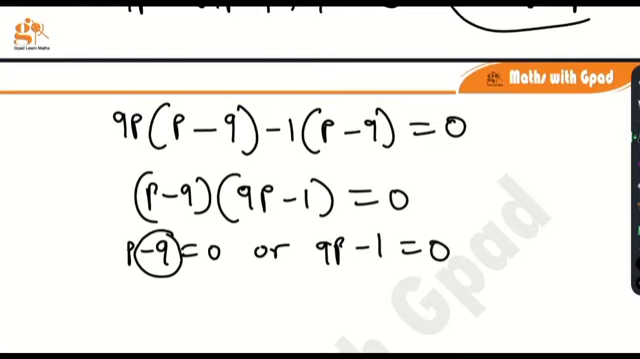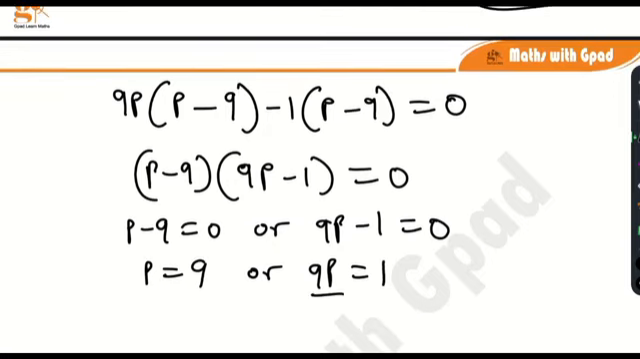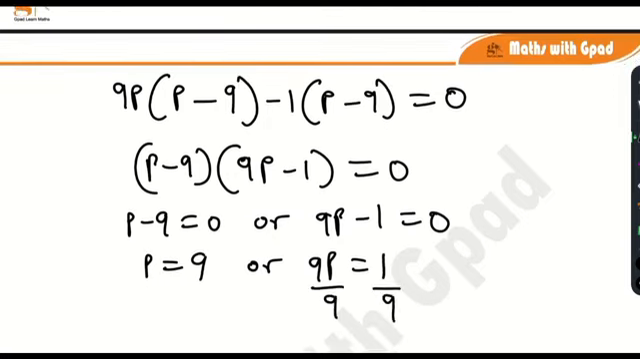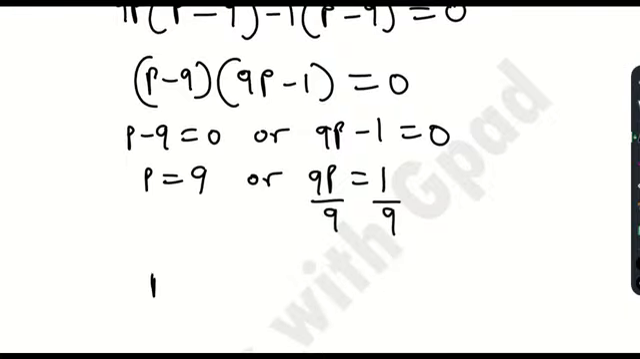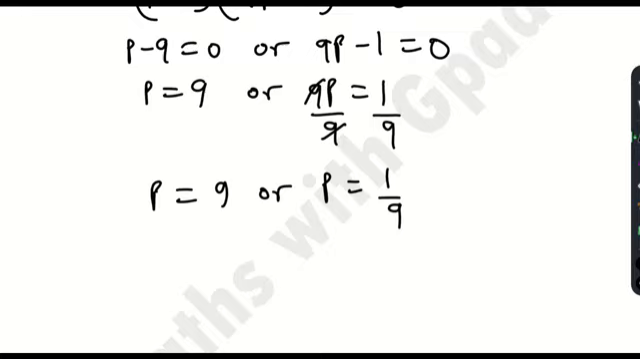So let's transpose negative 9 to the right hand side. You have p equal to 9, or transpose negative 1 to the right hand side, you're going to have 9p is equal to 1. But we still need to divide both sides by 9 here. And then you have p is equal to 9 from here, or this cancels this. P is equal to what? 1 over 9.